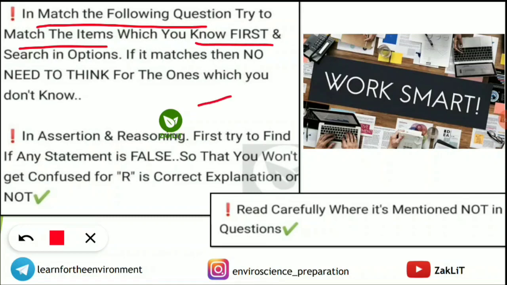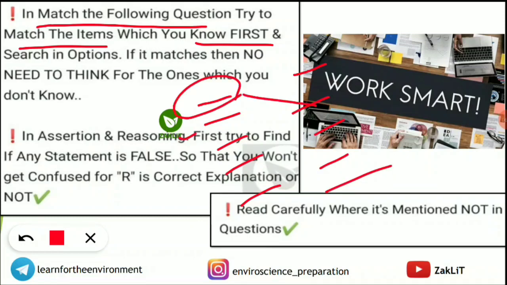That means in list A there will be 4 or 5 options, and list B will also have 4 or 5 options. First, try to match them in your mind or on your rough sheet, and after matching 1 or 2, try to look into the answer key. No need to go through all of this by thinking about what the correct answer will be for each of them.